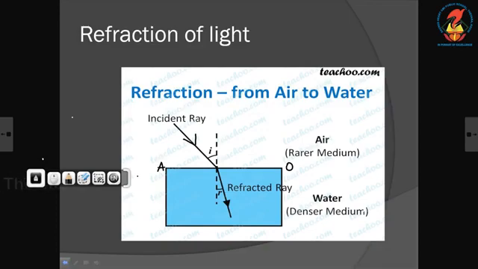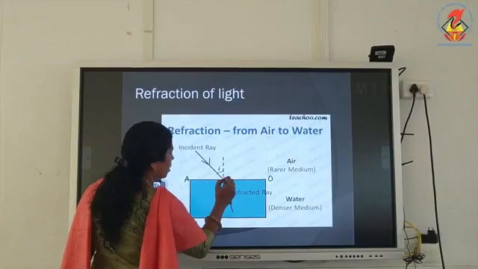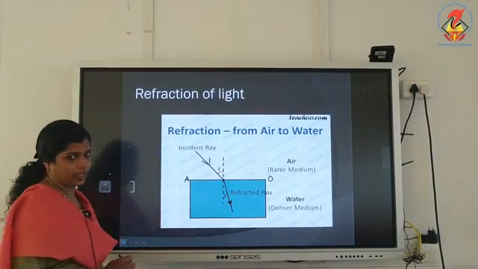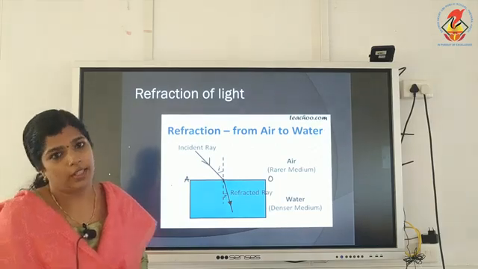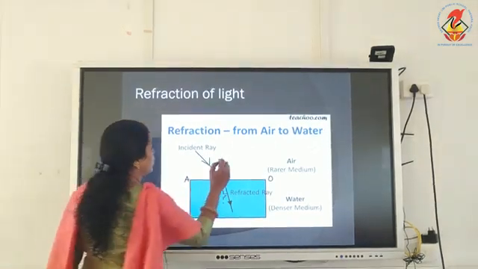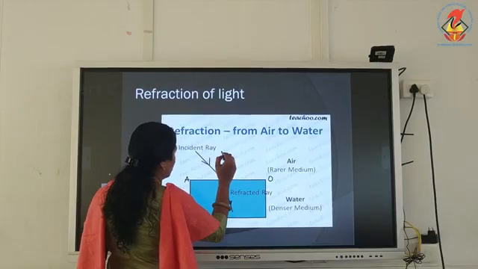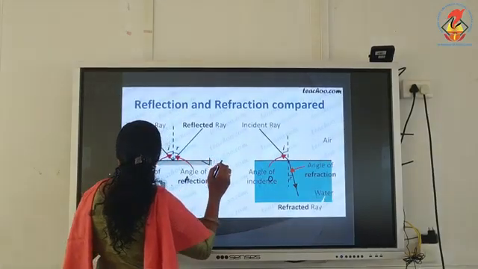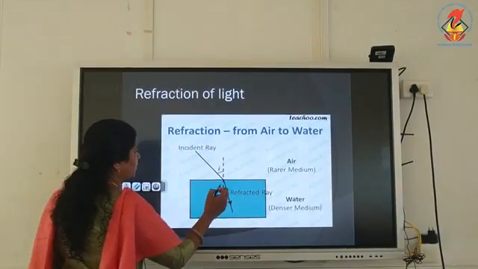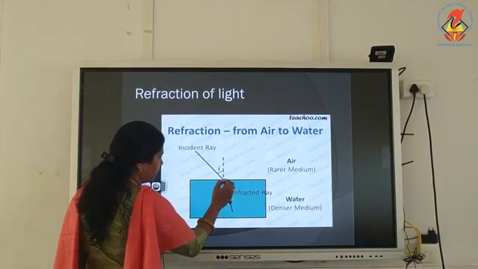AO is a surface which separates air and water. From that point, the ray will suffer bending or deviation. This point is known as the point of incidence. If you draw a normal, this one is the normal drawn at the point of incidence. So, this is the point of incidence.